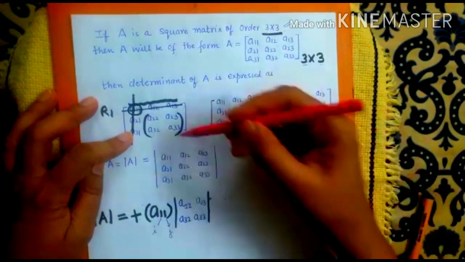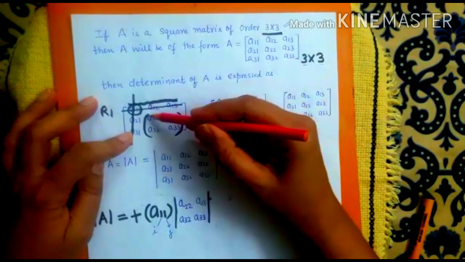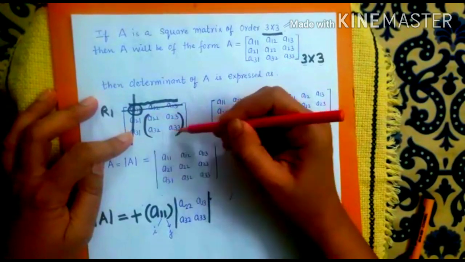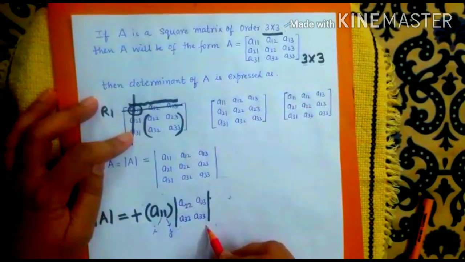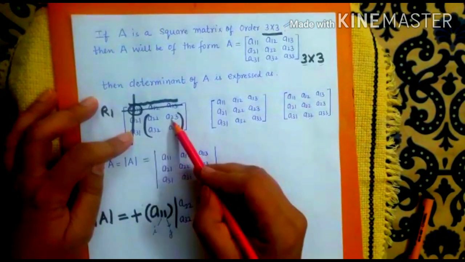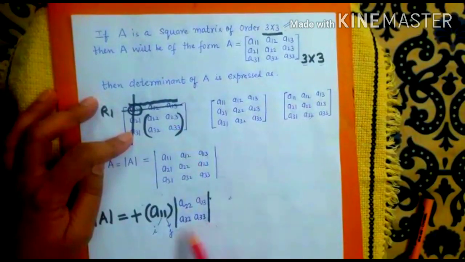So the determinant of this submatrix is given by this. And note here, I have put the round brackets because it is a submatrix, and here I have to compute the determinant of this submatrix, so I have used this symbol.